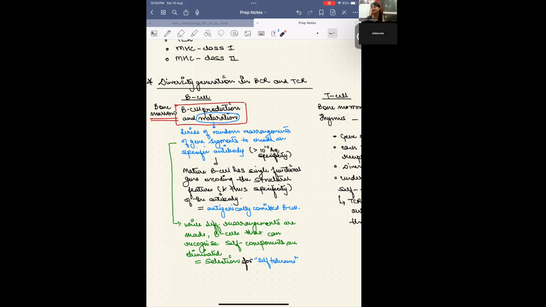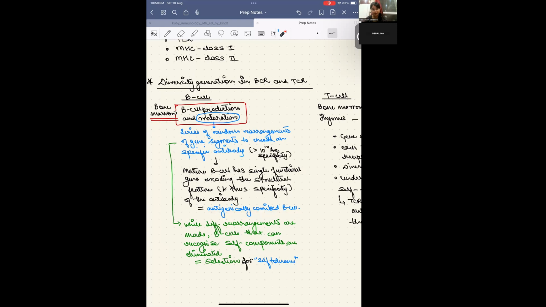However, every B cell, when it has matured fully, only has a single functional gene which is encoding the structural specificity of the antibody molecule, right? So every B cell can only recognize one particular kind of antigen. That is why the cell is now known as an antigenically committed B cell.